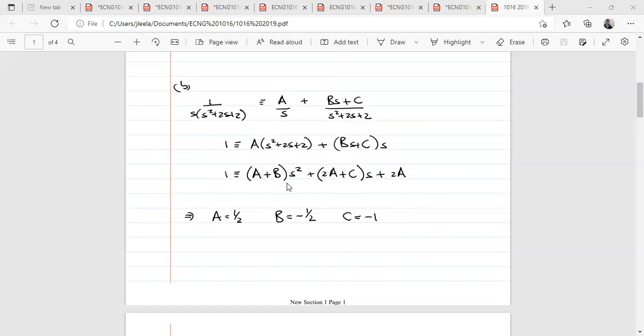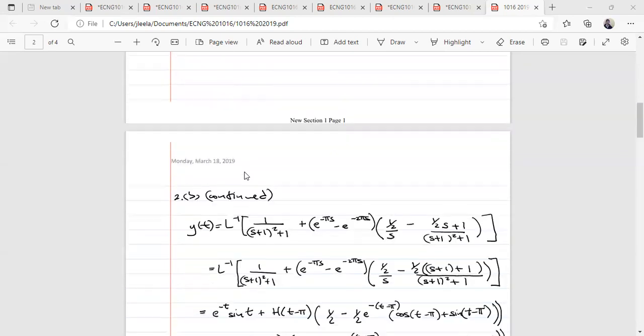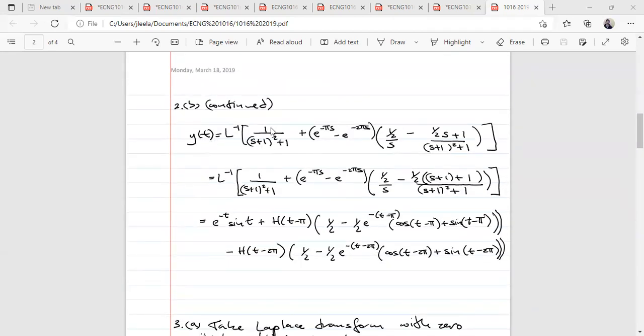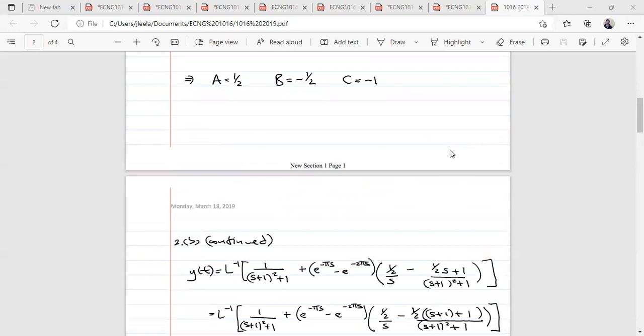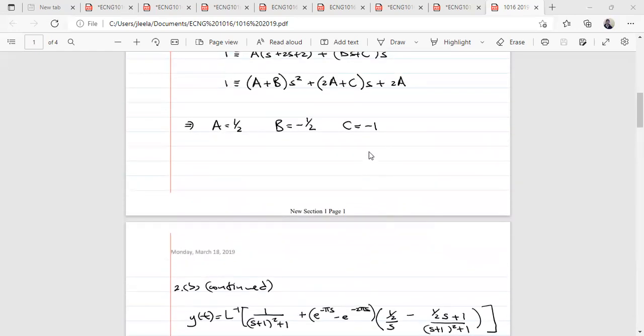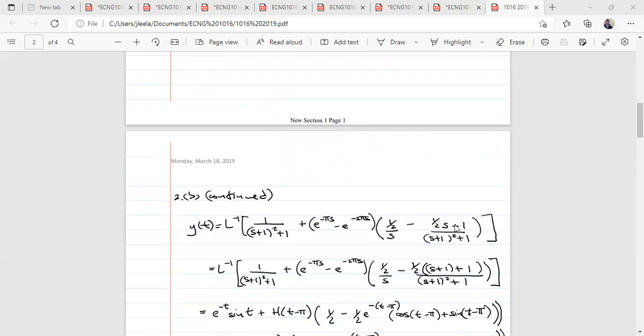So b had to be minus a half. And then if 2a plus c is 0 and a is a half, c had to be minus 1. So you're taking the Laplace inverse of 1 over (s plus 1) squared plus 1. This was the first irreducible quadratic factor here. You write it like this in order to use the shift property. And then the next one was e to the minus pi s minus e to the minus 2 pi s. Remember, your a is a half, your b is minus a half, and your c is minus 1. So minus of all this will give you your minus 1 back.